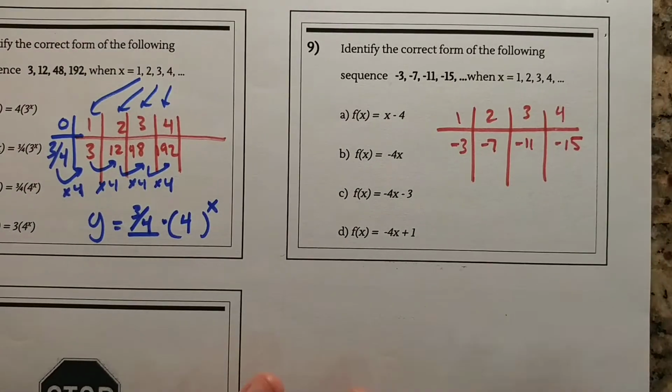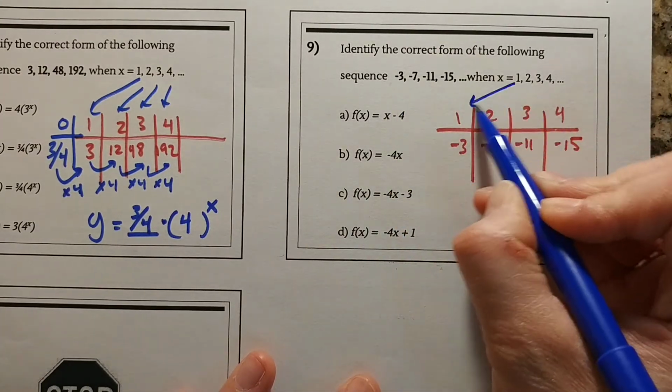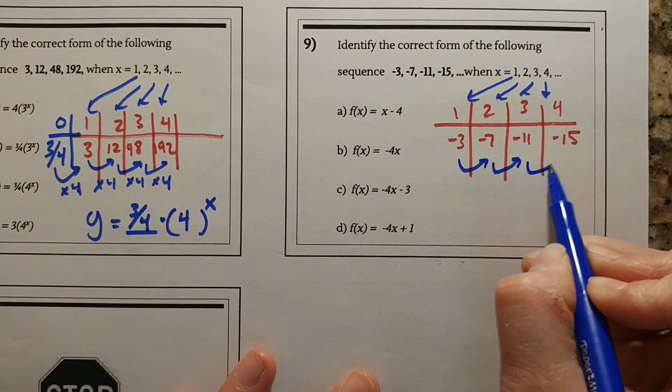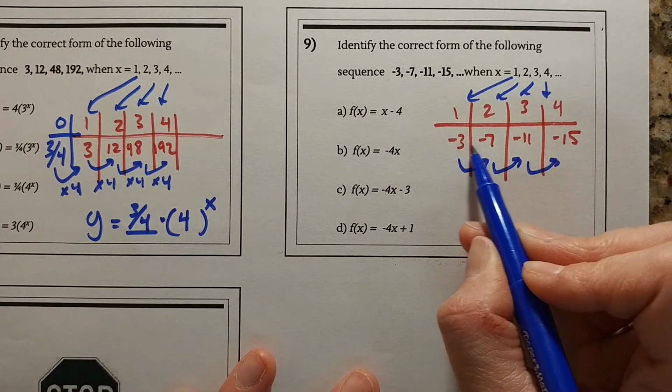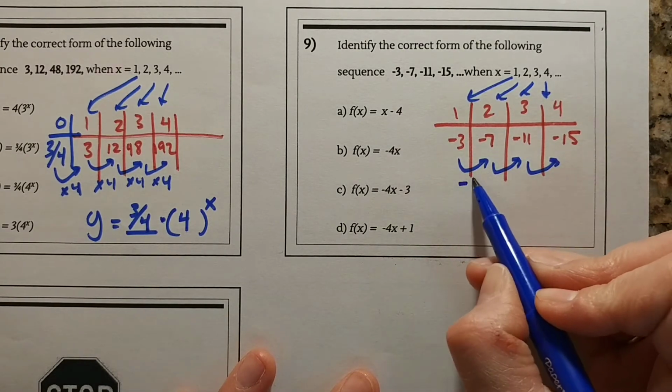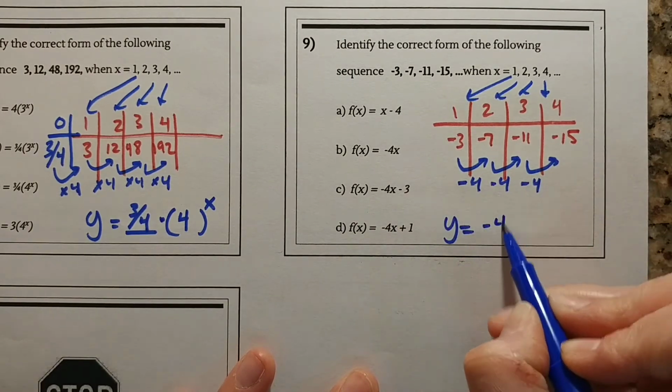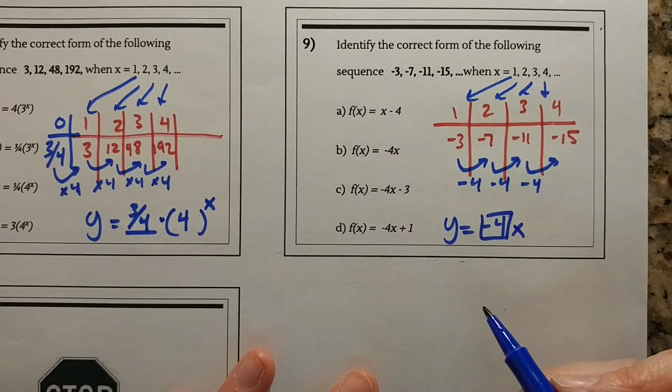Number 9. Here's my sequence. X is 1, 2, 3, and 4. So looking here, I'm getting less and less and less. I'm subtracting 4, subtracting 4. That's linear. This constant changes the slope, so I put -4 here by the slope.